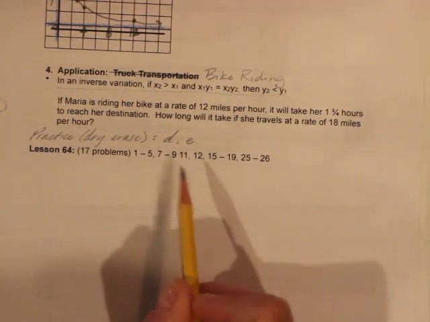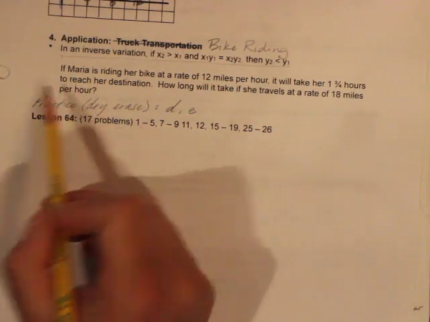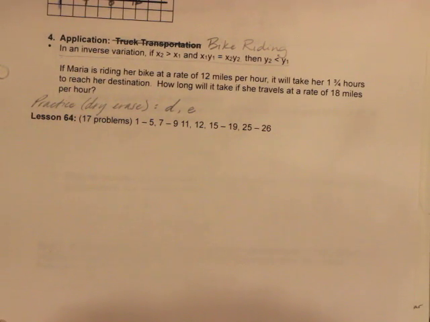I'm going to do my work down here, and you're welcome to do that as well. And we've got Maria riding her bike. And we understand that there's going to be an inverse relationship here. If she rides her bike at a rate of 12 miles per hour, it will take her 1 3/4 hours to reach her destination. How long will it take if she travels at a rate of 18 miles per hour?